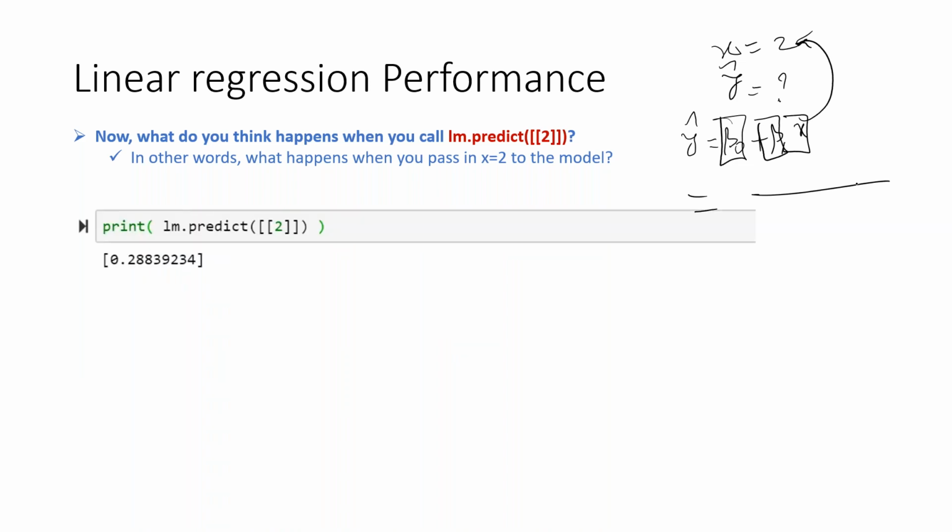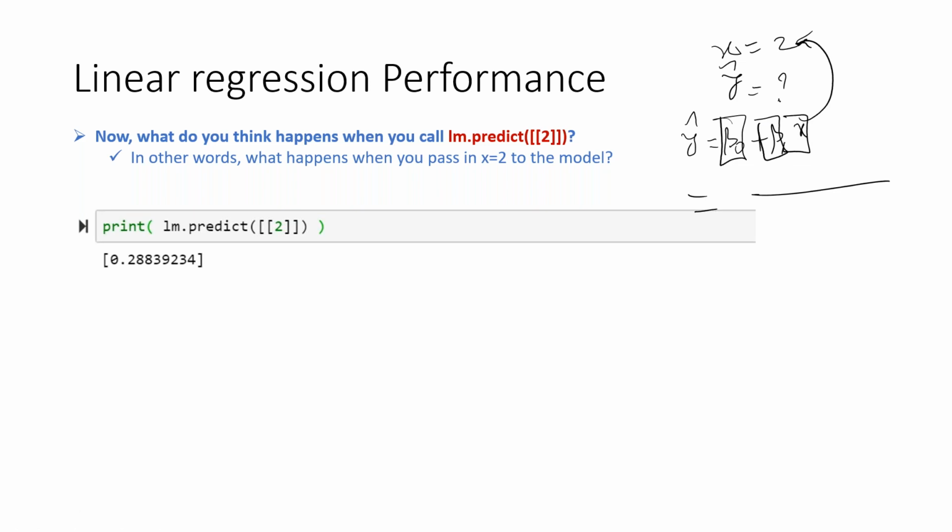Okay, let's do this. lm.predict for 2, so x equal to 2. So beta 0 is my 0.82 something, and then beta 1 is my minus point something, and x is 2. So it calculates the value by substituting all these coefficients and the x value. Okay, did you get it?